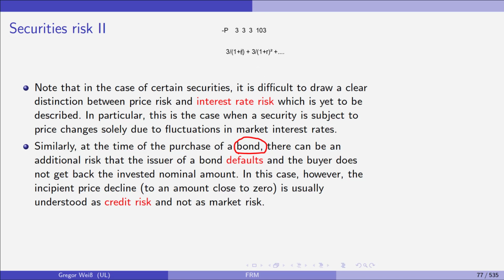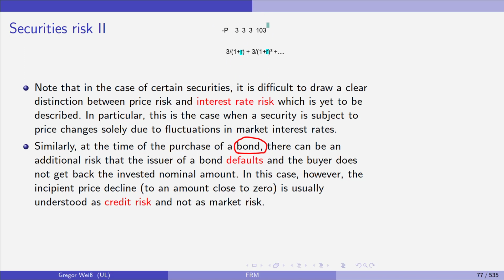So if R increases, let's highlight this, if R increases, you can see you are discounting more strongly, and this will drive down prices. If R instead goes down, if the interest rate drops, well, the price will go up. So this is interest rate risk that is close, basically, to securities risk.